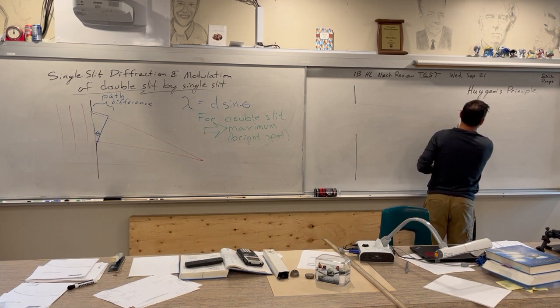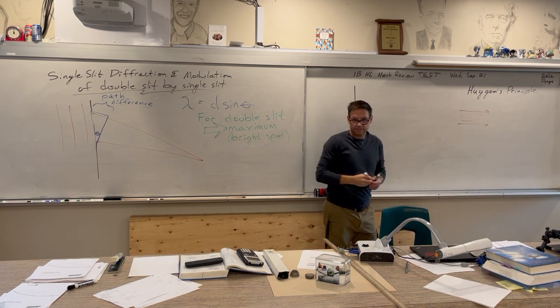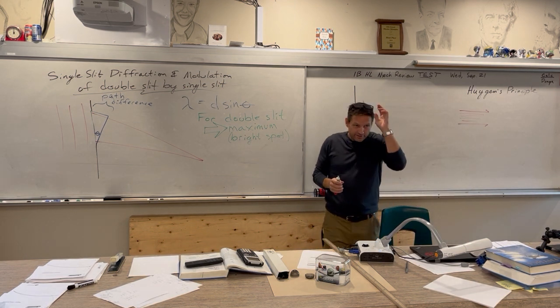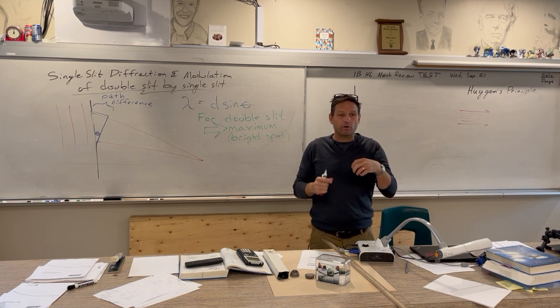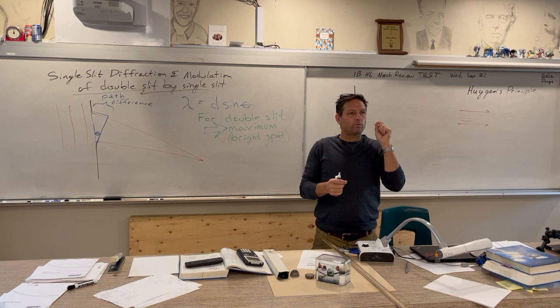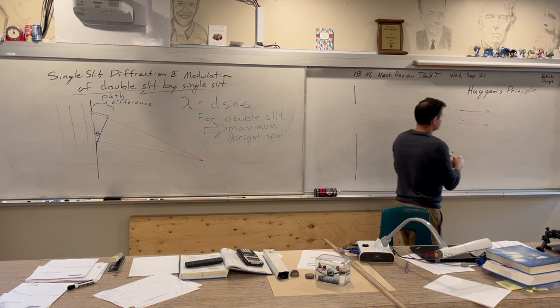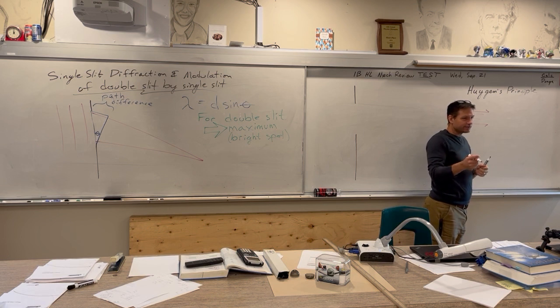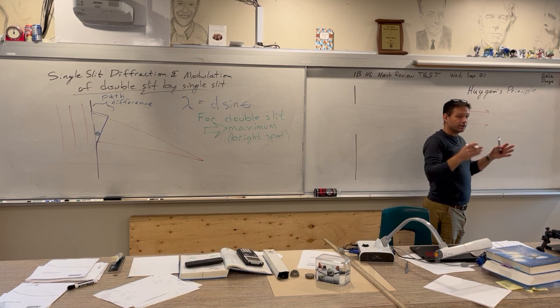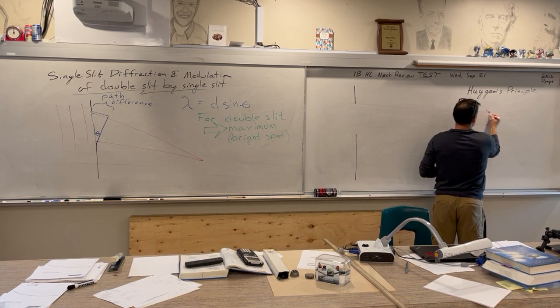If you're like, here's my beam of light, and it's all light. Huygens said that this beam is actually made up of a whole bunch of small wavelets. So instead of having one beam that's diffracting out, you have a whole bunch of different little wavelets. So you have one here, one here, one here.